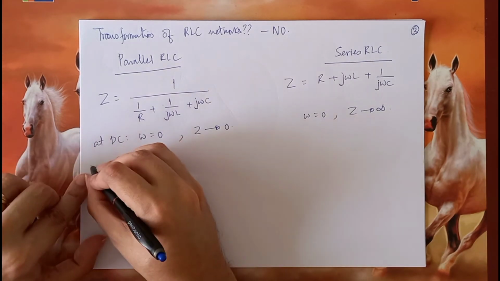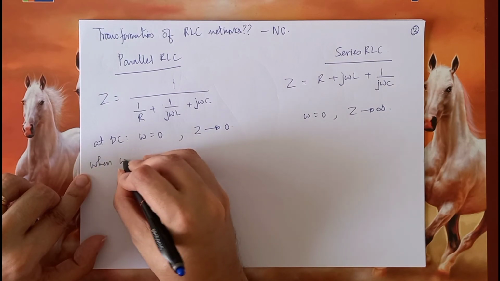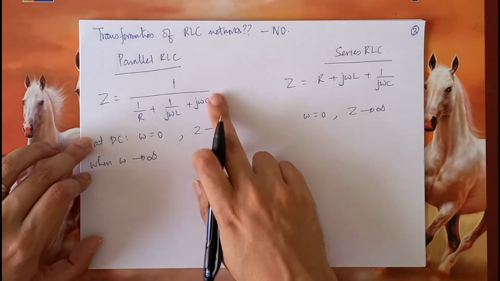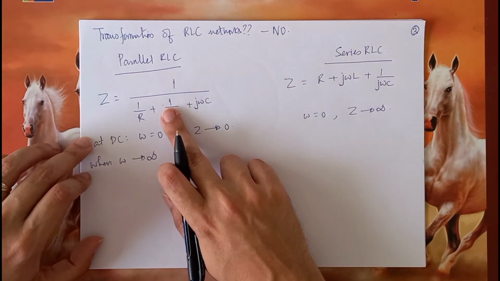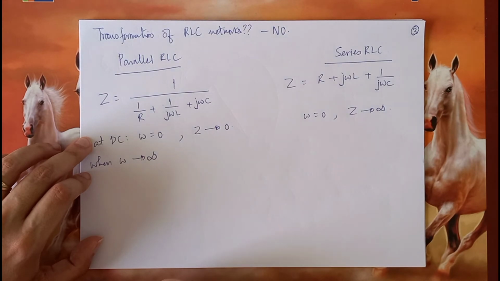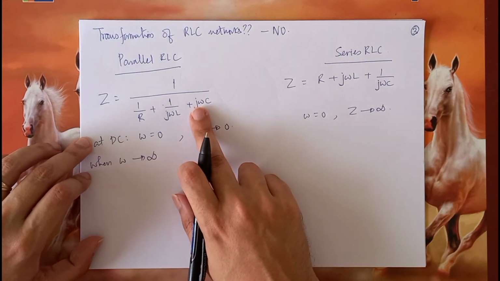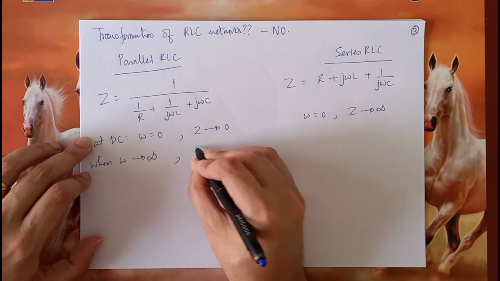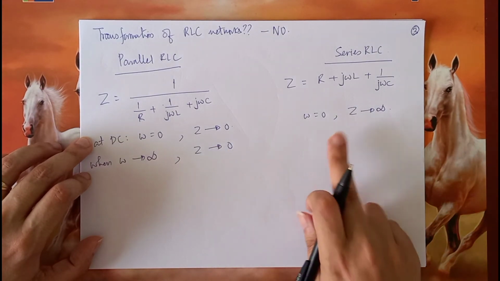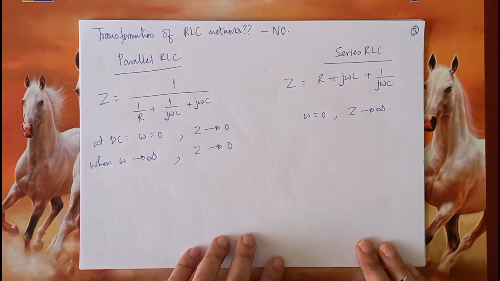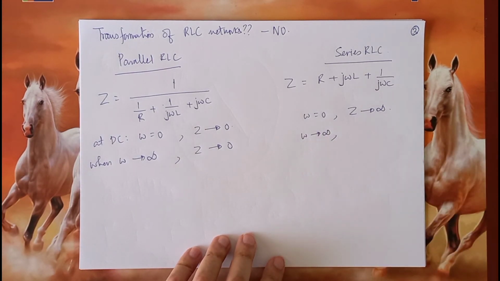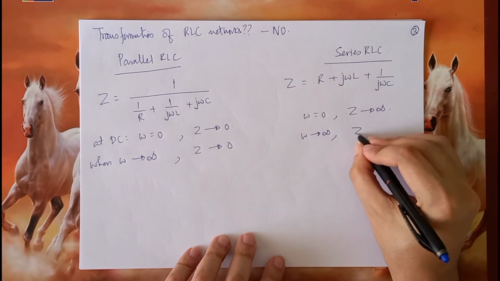And let us say, when omega tends to infinity, then what happens? If omega tends to infinity, this term vanishes. You have 1 by infinity, which is 0. So again, the Z tends to 0. And in case of a series RLC network, when the omega tends to infinity, the Z will again tend to infinity.